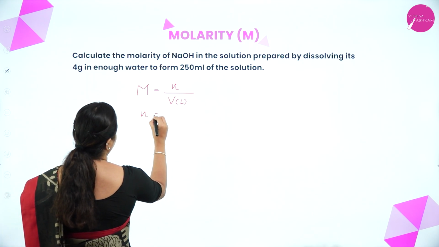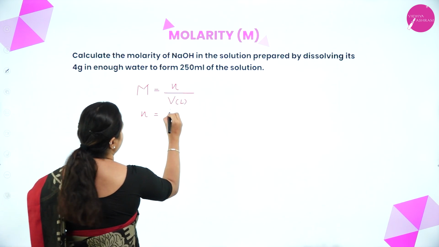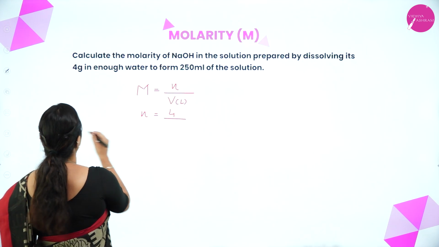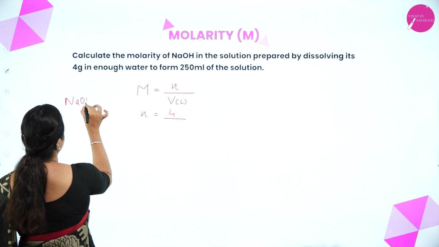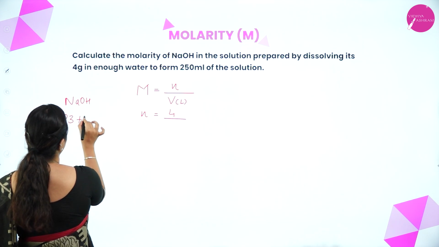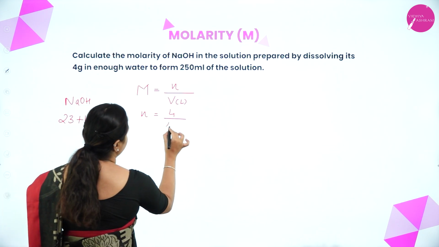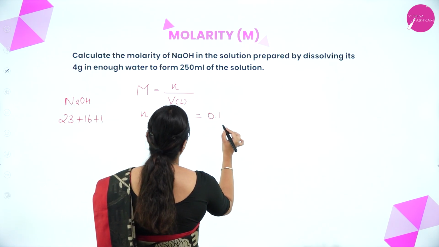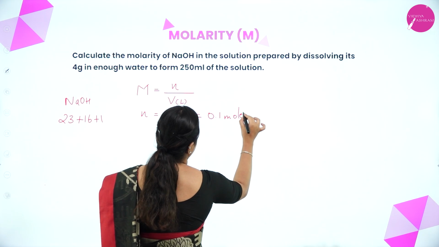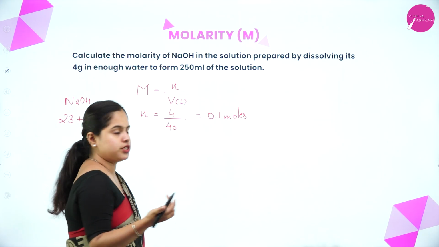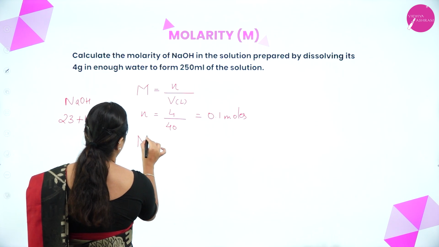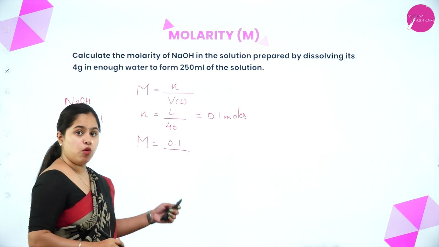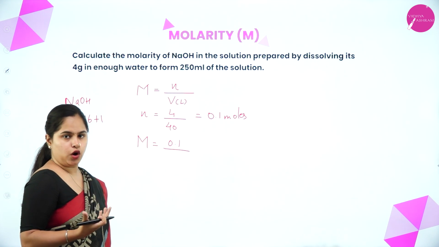So how can you find out number of moles? Given mass, that is 4 gram, by molar mass. Molar mass is given? No, right? So you can find out molar mass of NaOH, which is 23 plus 16 plus 1, which will give you 40, right? So that is 0.1 moles. So now we obtained the number of moles. Now what we have to find? We have to calculate the molarity. That will be 0.1 moles present in 1 liter of solution, right?